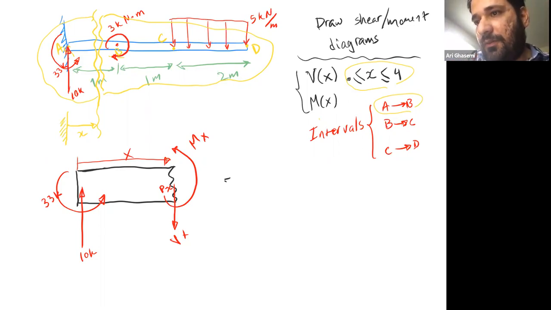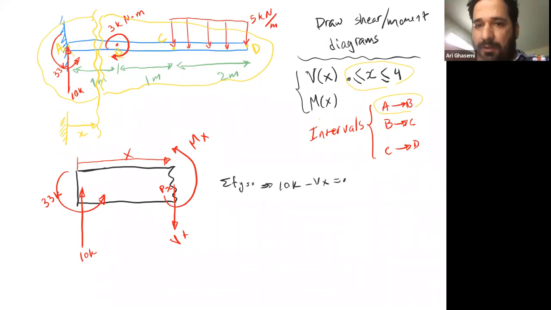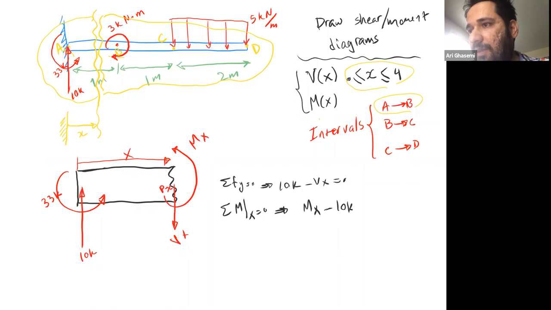All right, so let's go ahead and write the equations. Summation of force in y is zero. So that would give you 10k positive minus Vx is equal to zero. And then summation of moment at any point, like x, is zero. I take x because it eliminates two unknowns, right? So let's do that. Mx positive, nothing comes from Vx. Then negative 10k times x plus 33k is equal to zero.